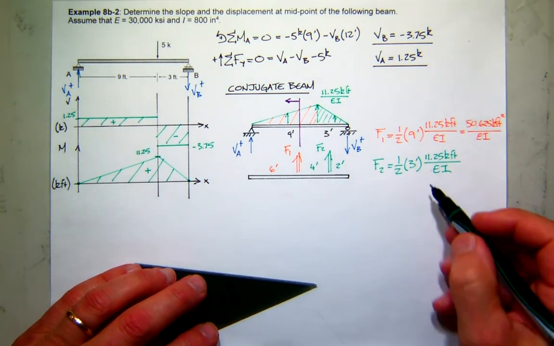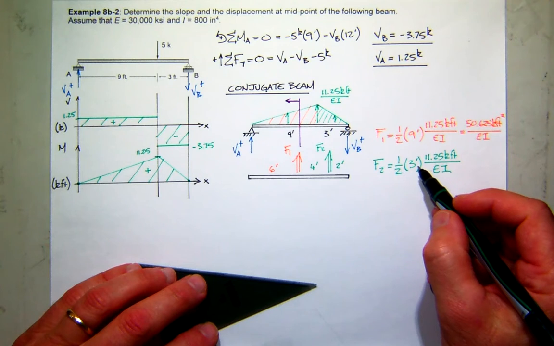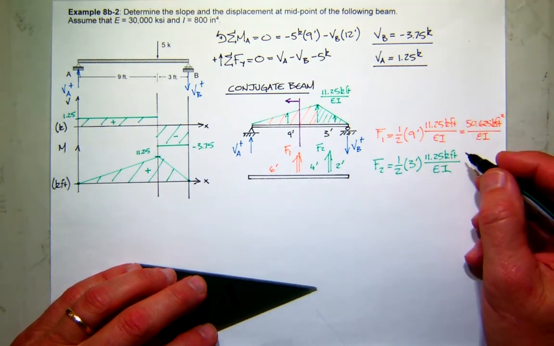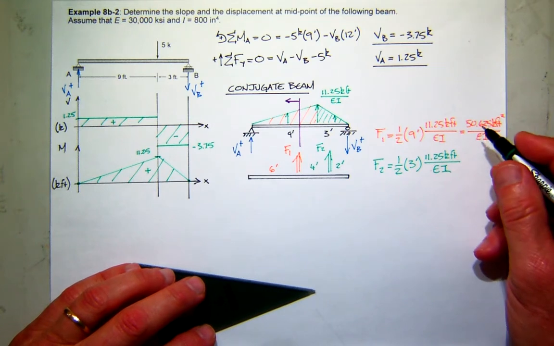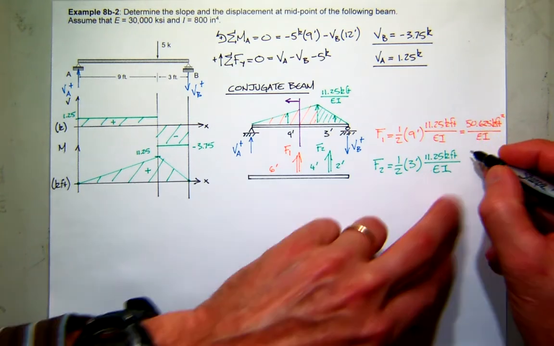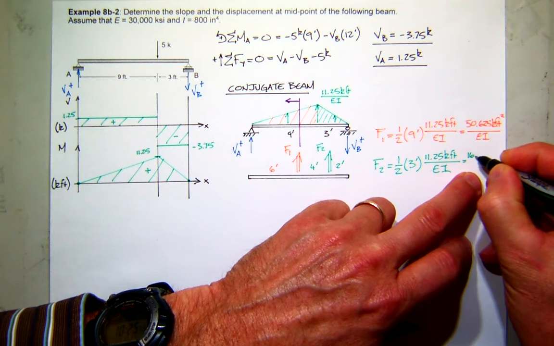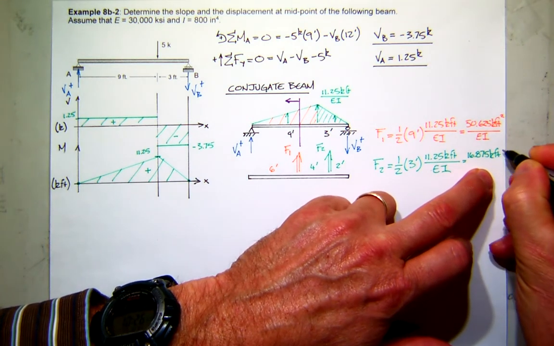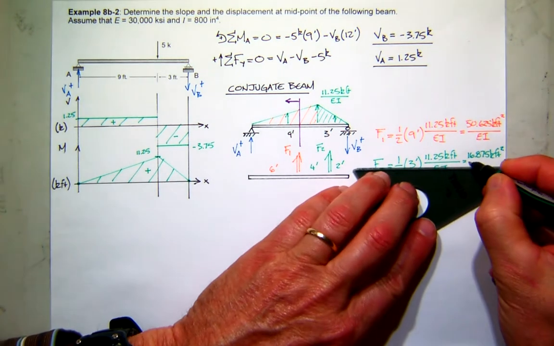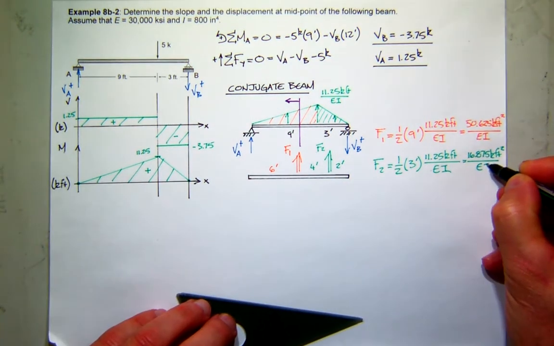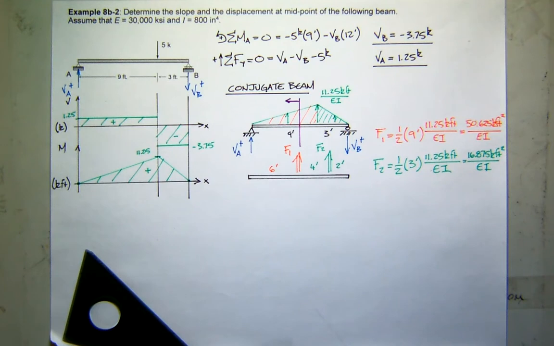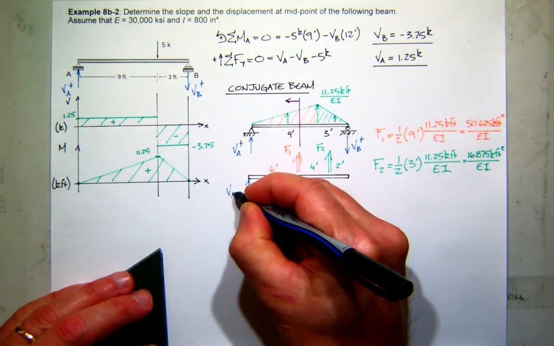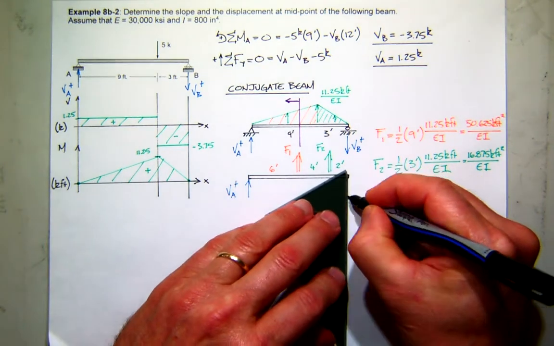So what's F2? 16.875. Anybody else getting that? Yep. So that's 16.875 kip feet squared over EI. All right. So I've got those values, and I know that I have my shear at A and my shear at B.